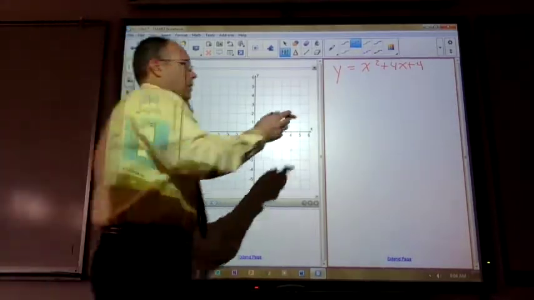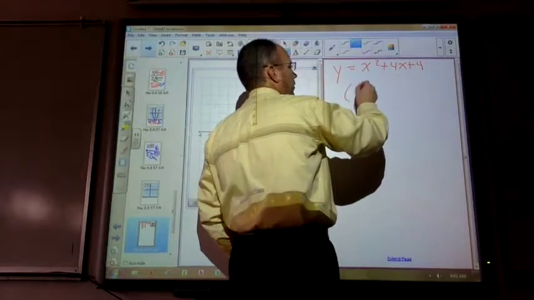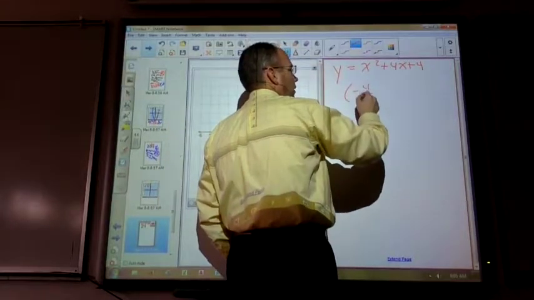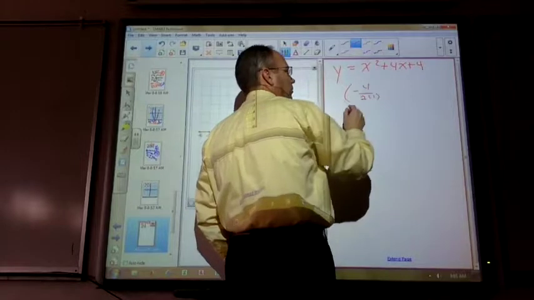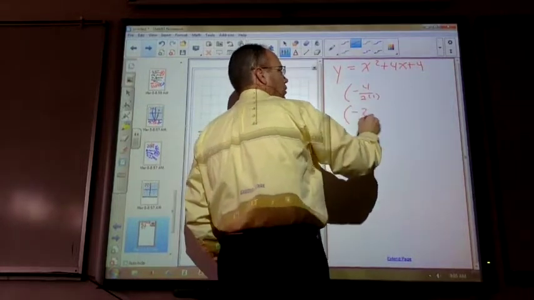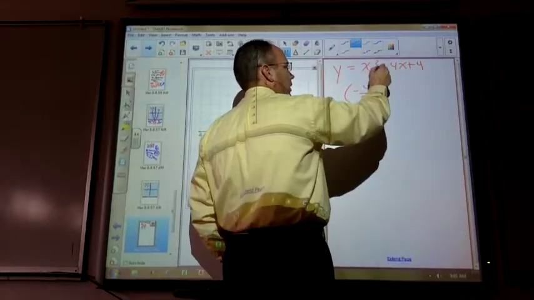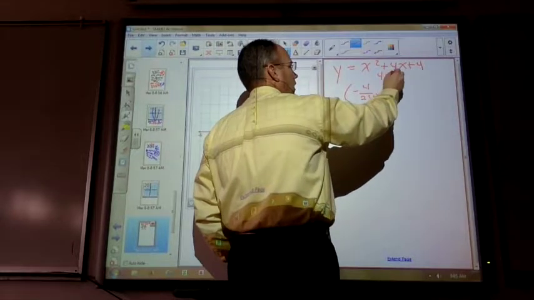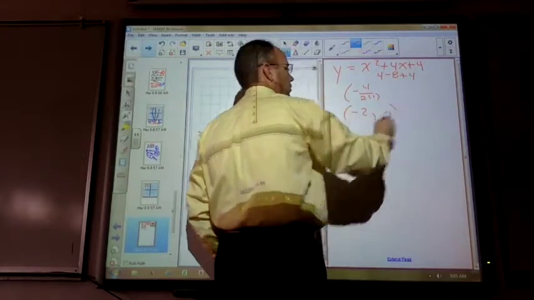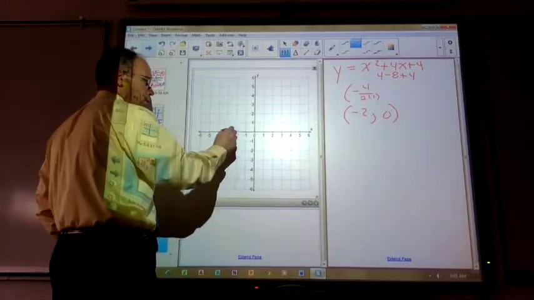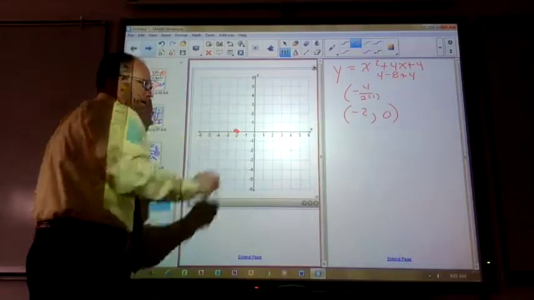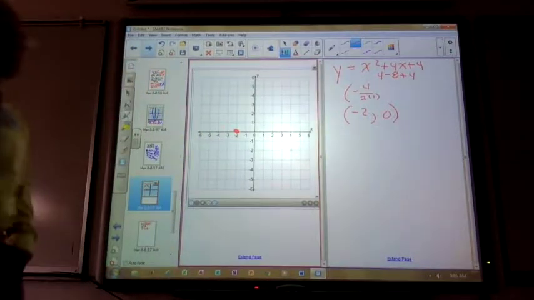All right, so negative b over 2a. So I'm going to get negative 4 over 2a, which is 2 times 1. That's going to give me negative 4 over negative 2, which is negative 2. Plug that back in. Negative 2 plugged in, I'm going to get 4 minus 8 plus 4. So that's going to happen at 0. So at negative 2, 0 is my vertex. That's where it will cross the x-axis.